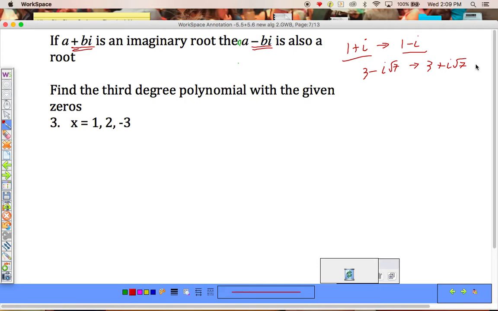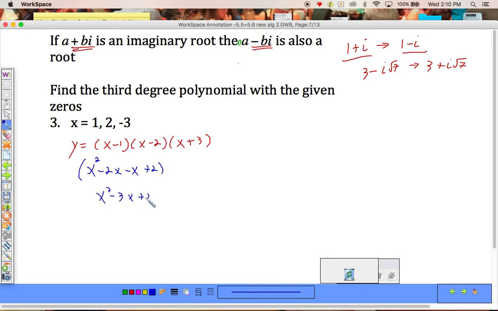All right, find the third degree polynomial with the given zeros. We did this on the quiz. If I want this polynomial, I'm going to put the opposite into a factor and FOIL. So I FOIL the first one with the second one. Then I get x squared minus 3x plus 2.